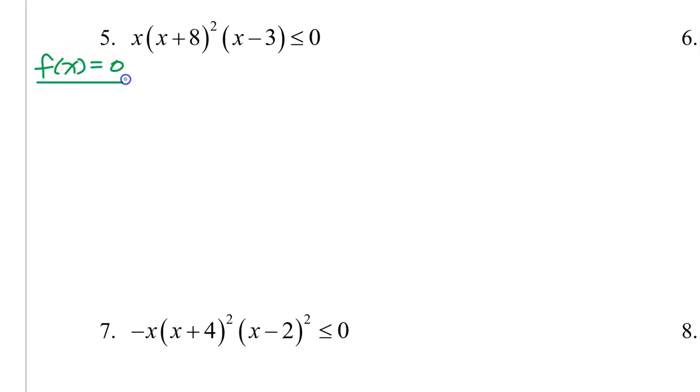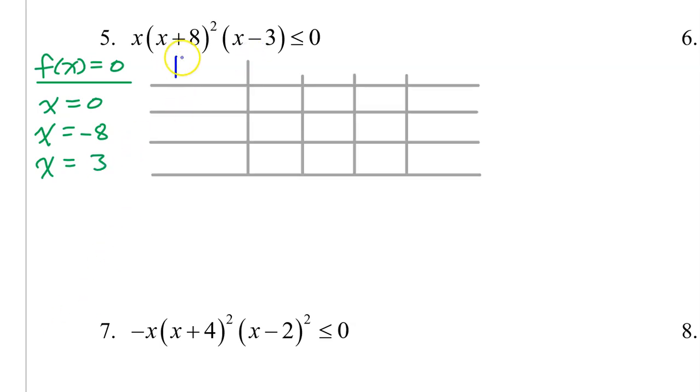So f of x equals 0 at x equals 0 from this first little guy in the front, x equals negative 8 from the second factor, x equals positive 3 from the third factor. Always label your sign chart, put that f of x. We have a row for every factor, so this will be x plus 8 squared, and then we will have x minus 3. In order from least to greatest, the zeros are negative 8, and then 0, and then 3.